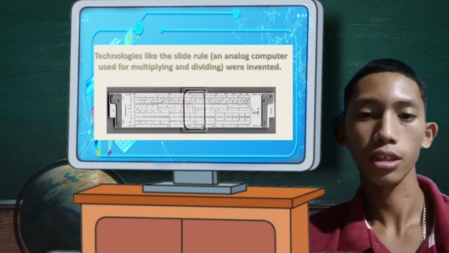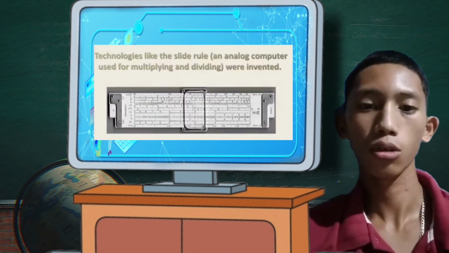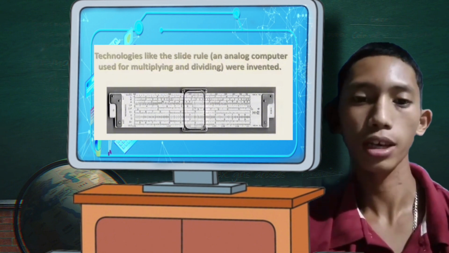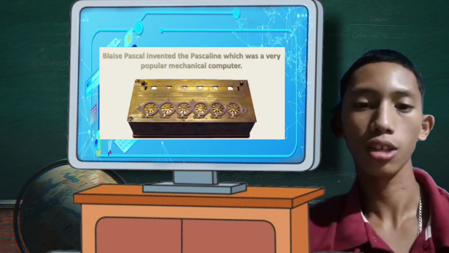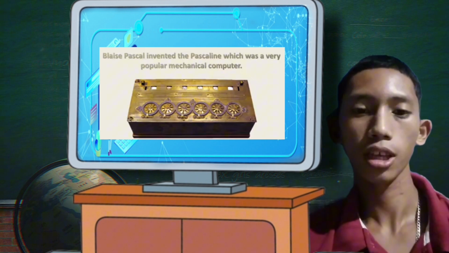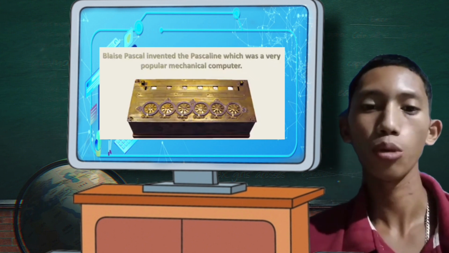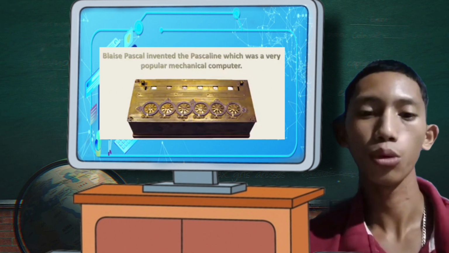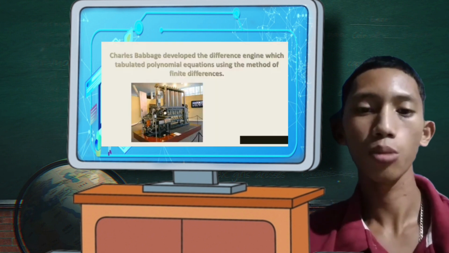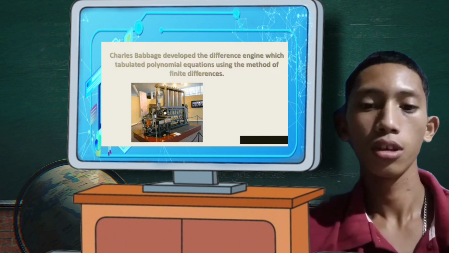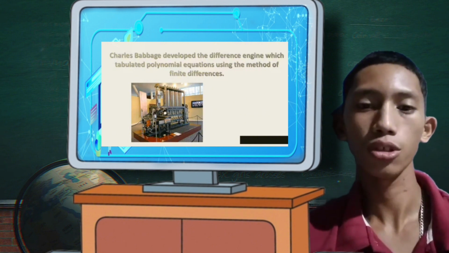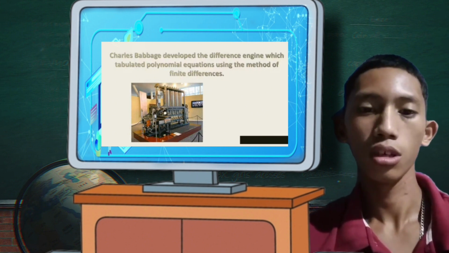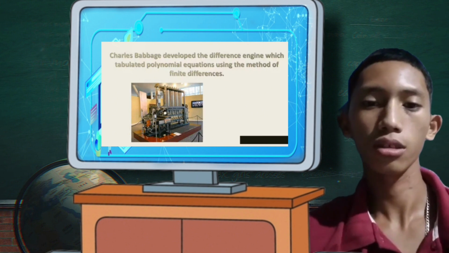Technology like the slide rule and analog computer, used for multiplying and dividing, were invented. Blaise Pascal invented the Pascaline, which was a very popular mechanical computer. Charles Babbage developed the difference engine, which tabulates polynomial equations using the method of finite differences.